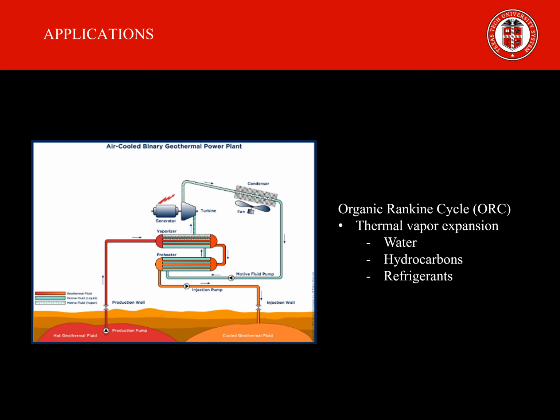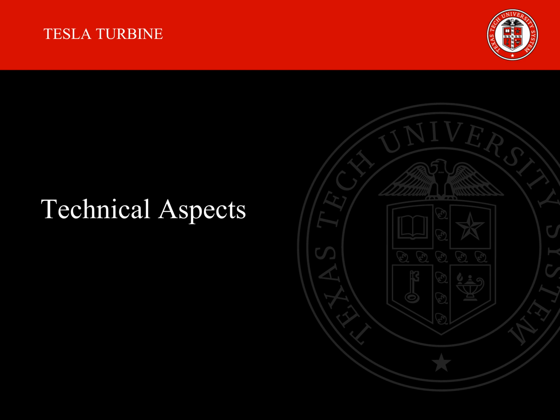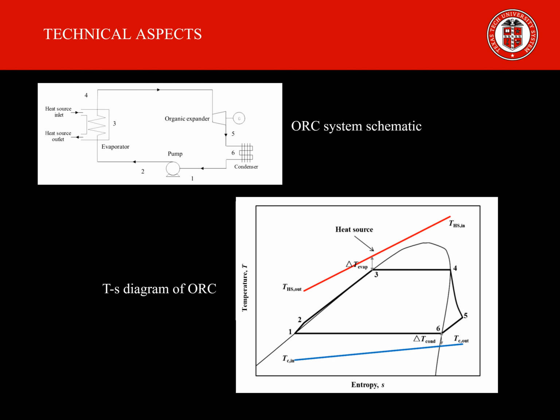The remainder of this presentation will discuss using refrigerants and a Tesla turbine for the ORC turbine, as shown in the geothermal power plant schematic. Technical aspects are obtained from a research paper by Yan Sung et al. For this ORC schematic, the organic expander between states 4 and 5 will be a Tesla turbine. This corresponds with the TS diagram.